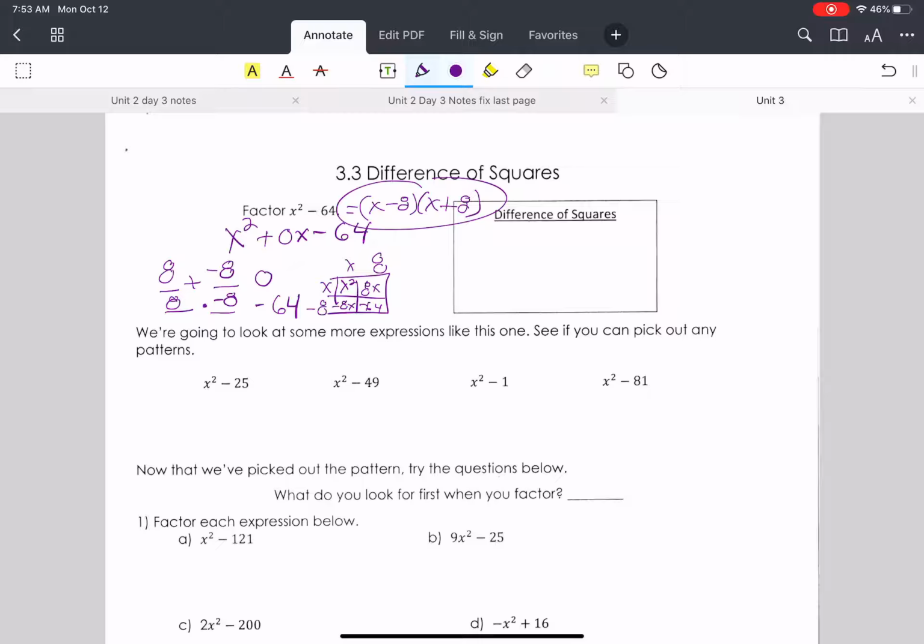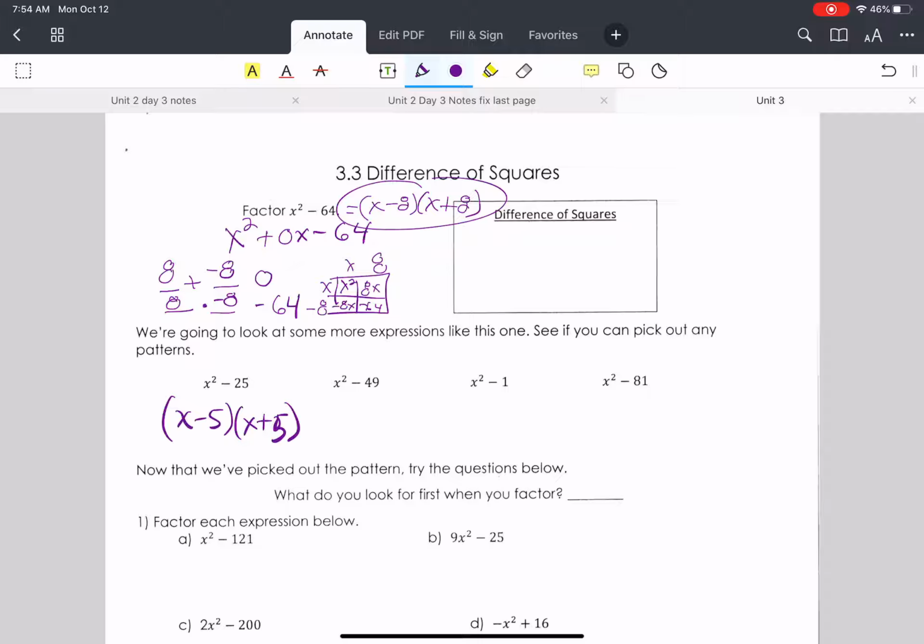Yeah, can you explain where you got that from? Because 5 times 5 is 25. Okay. What else? That's a good question. Can you put x minus 5 to the power of 2? Let's talk about that, okay?